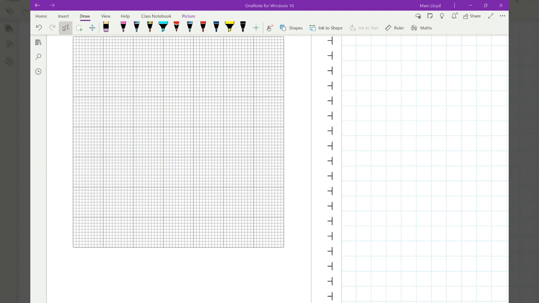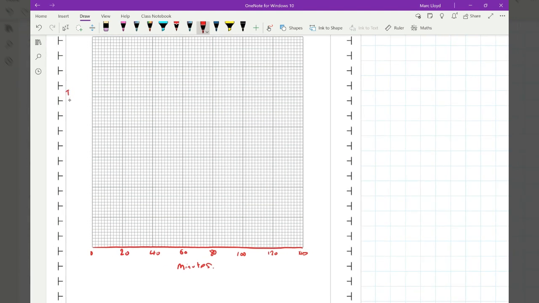So for A, what are we going to do here? First of all, along the bottom, probably the best freehand straight line I'll ever draw. We'll have 0, 20, 40, 60, 80, 100, 120, 140. So that's going to be minutes. Okay, and then we'll have tasks.